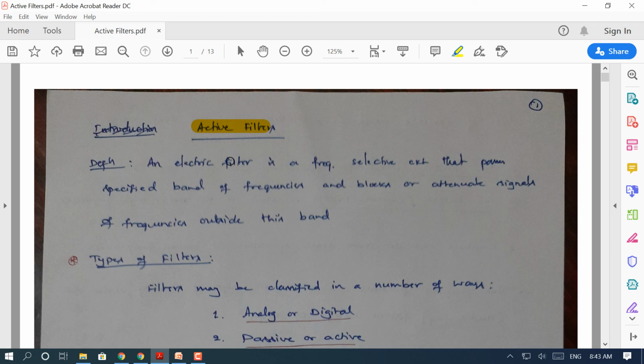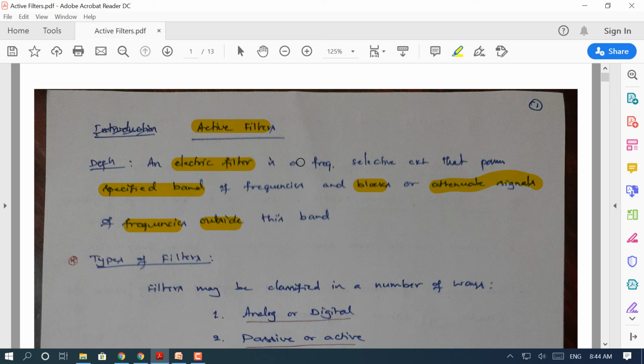An electric filter, forget about active filter. Generally, an electric filter is a frequency selective circuit. The meaning is that this circuit selects the frequencies which we intend, and passes those selected frequencies of a specified band of frequencies, and blocks or attenuates signals of frequencies outside this band. That means for the band which we are not interested in, the signals of those frequencies will be suppressed. The specified band of frequencies will be passed through the circuit.